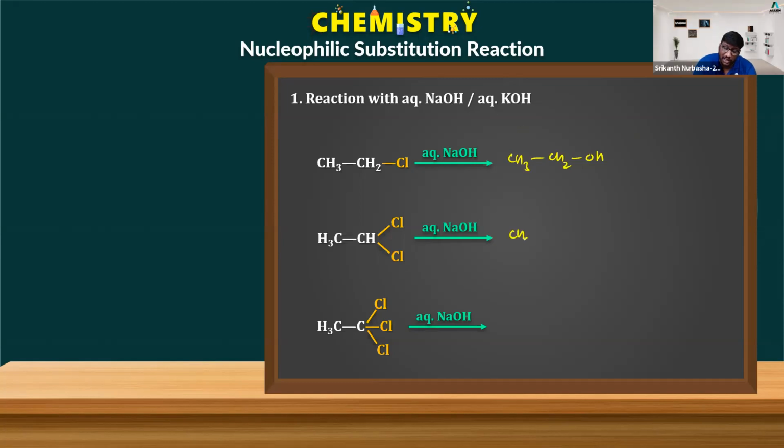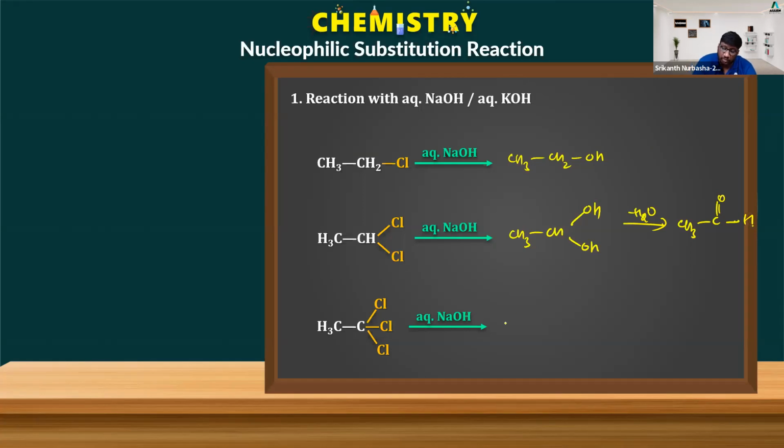In the second case, you will get CH3CH with two chlorines, both of which will be substituted by two OH groups. Two OH groups on the same carbon are unstable, so loss of water occurs. So you will get CH3, C double bond O, CH.